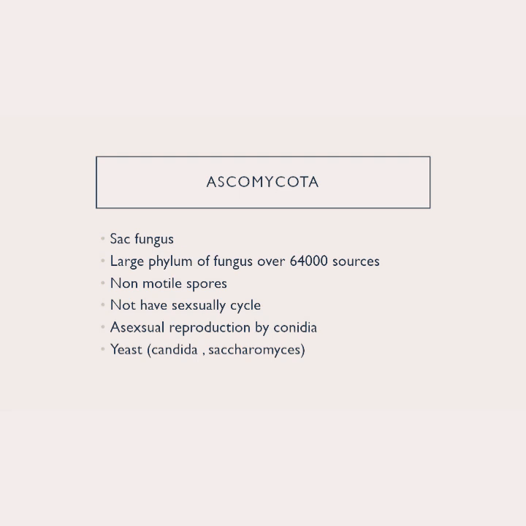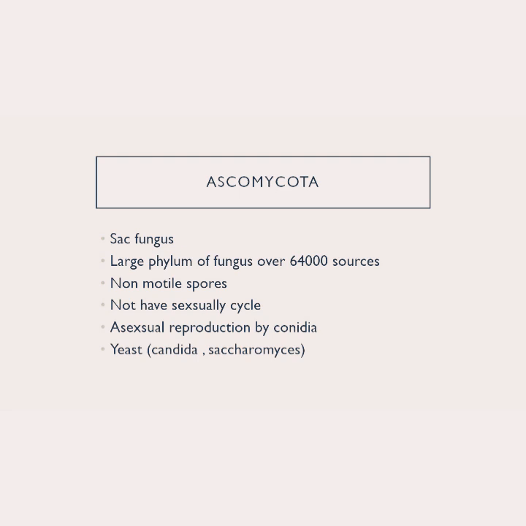Ascomycota. Ascomycota are the sac fungi. Okay, it means the fungi which have a sac-like structure, meaning it has a covering-like structure. Next, large phylum of fungi, over 64,000 species. It means it has much more species, a very large amount of species. 64,000 species. It's not sources, it is species.